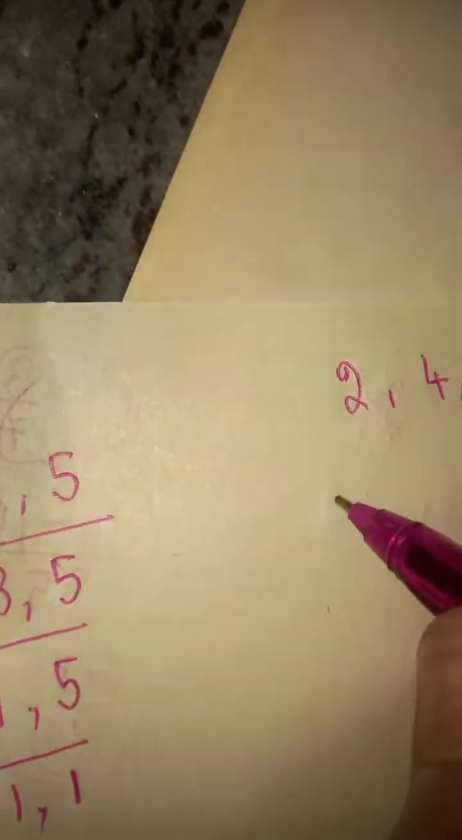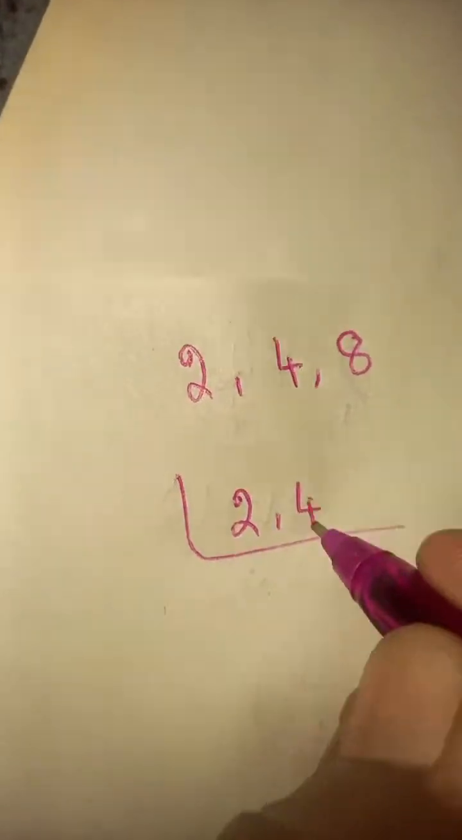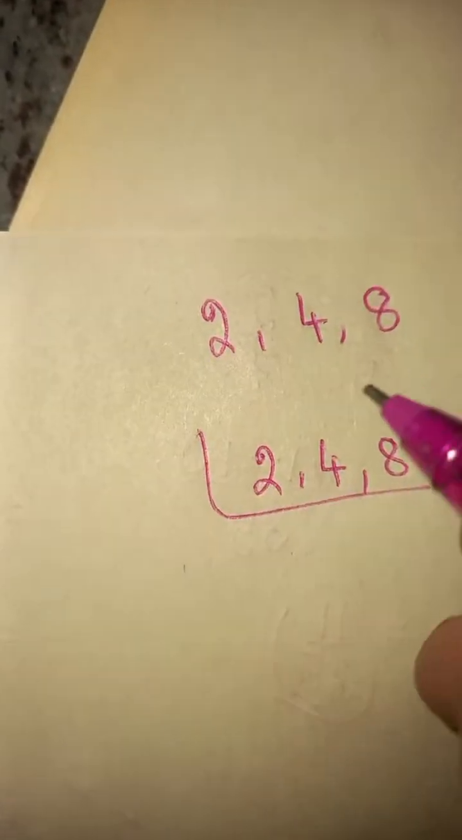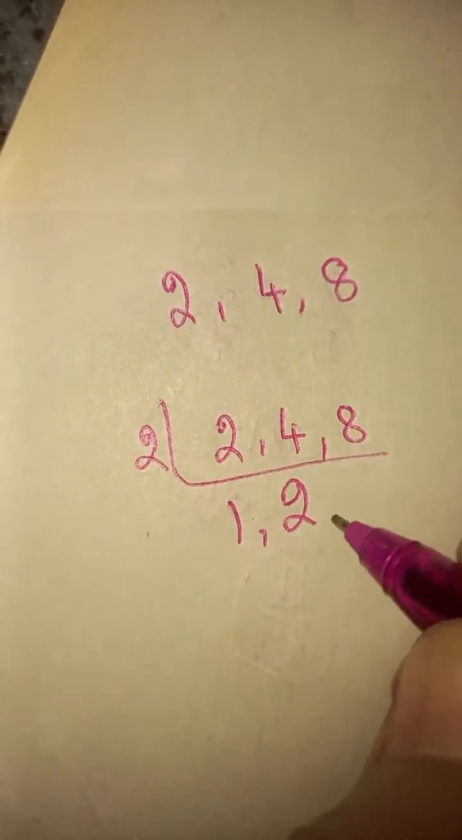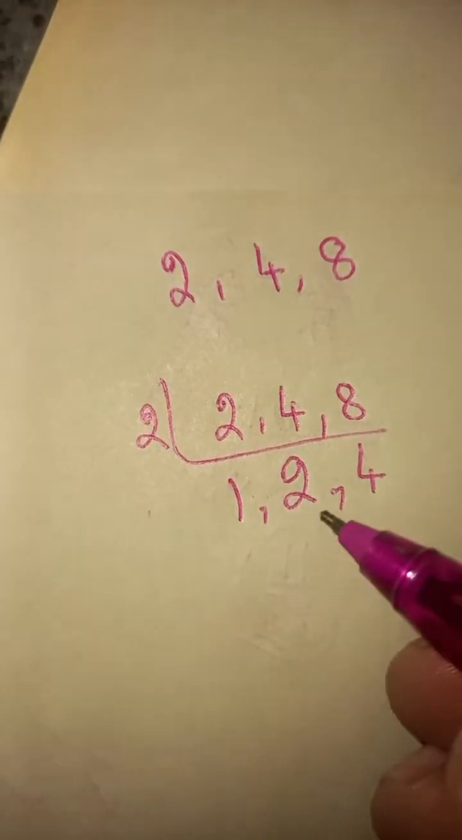Let's take more numbers. Here they are giving 2, 4 and 8. Here also do the same thing. What you can do is take 2, 4, 8, all of them. Now let's start with 2. 2 1 times is 2, 2 2 times is 4, and 2 4 times is 8.